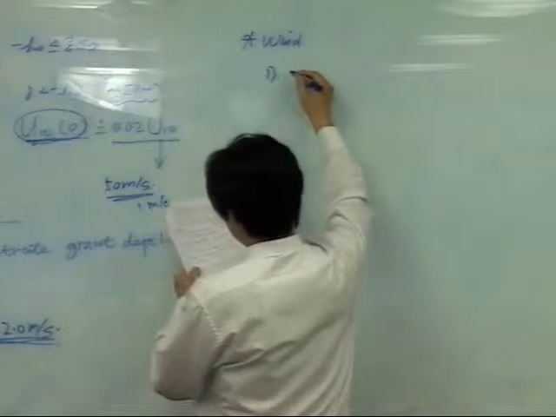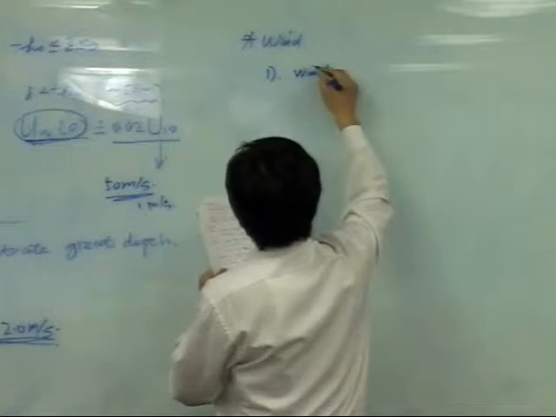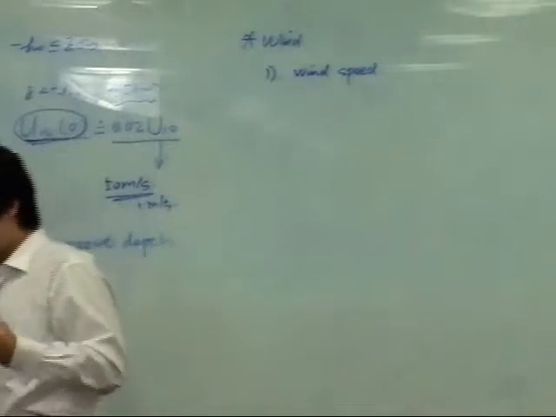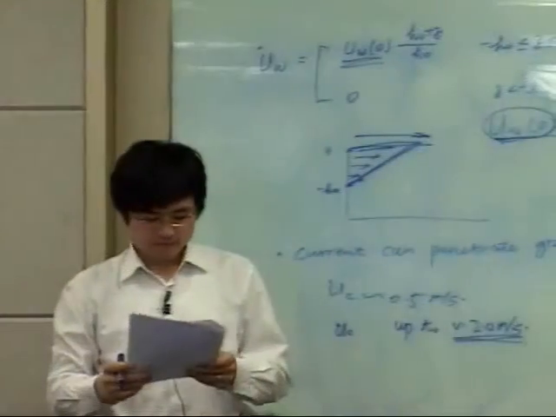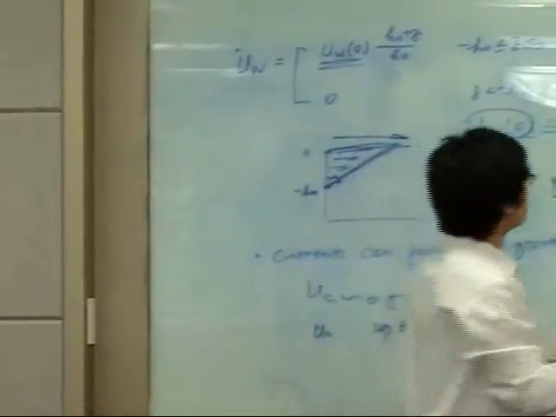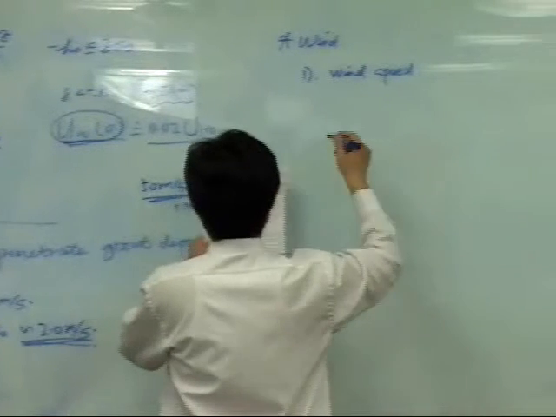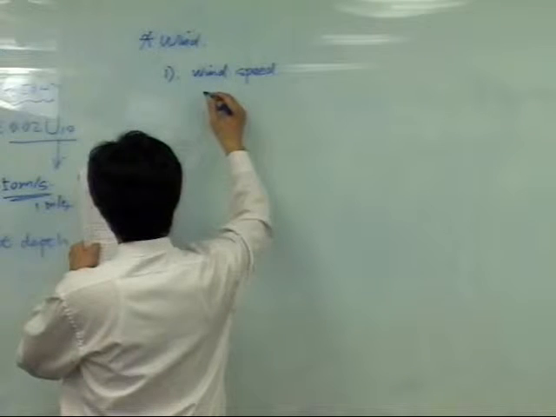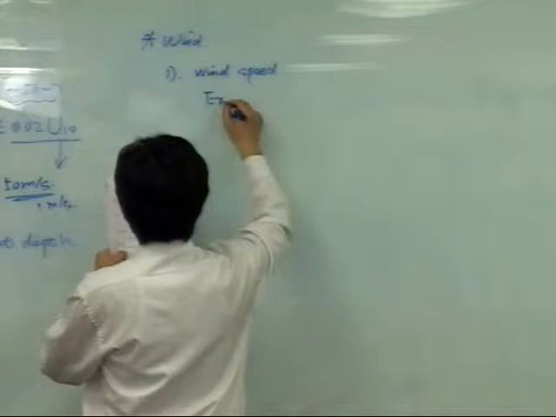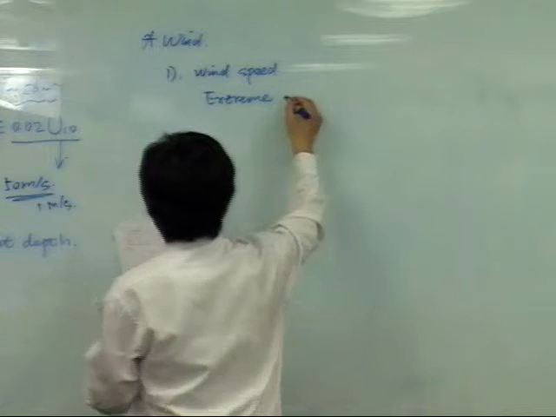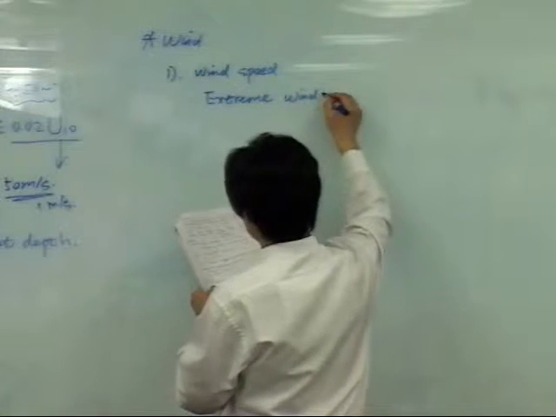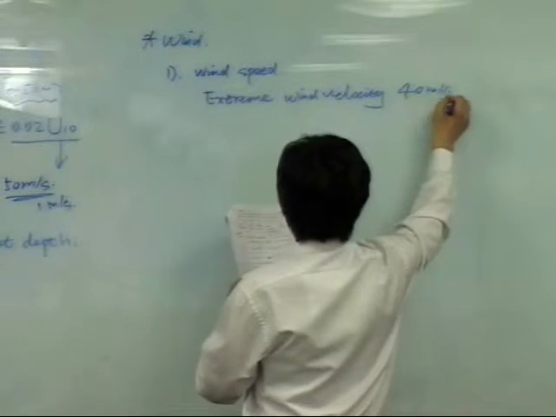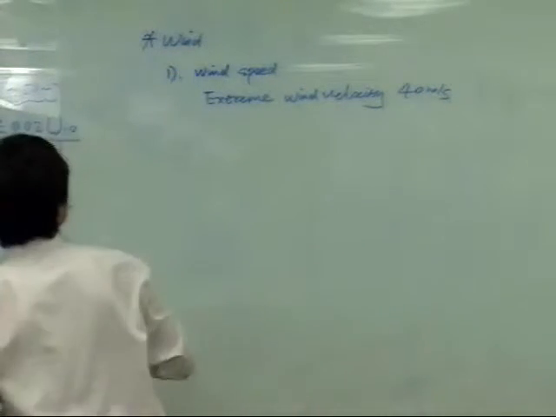So in design, wind speed is typically determined as the average over a prescribed period. For example, in North Sea measurements, we can have extreme wind speed, with wind velocity going up to 40 meters per second. This is a strong wind.